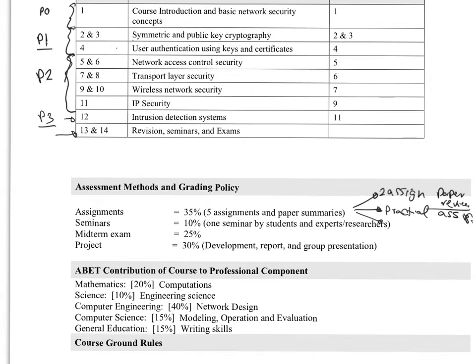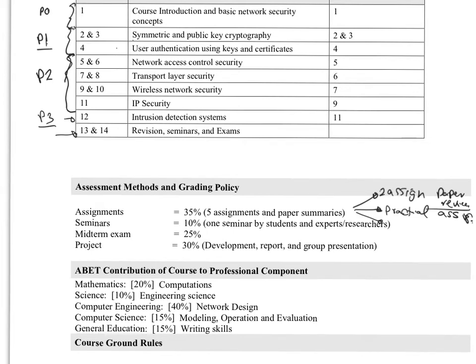So the seminar, I expect every student to deliver one seminar. The seminar is going to be about 20 minutes maximum. And in the seminar, I'm going to leave it up to you to select the topic of your choice, maybe related to your work, your research, your workplace outside the university, maybe something that you would like to learn about so that you can use it for your course project. We're going to talk about the project in a minute.